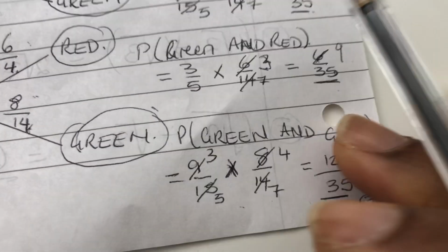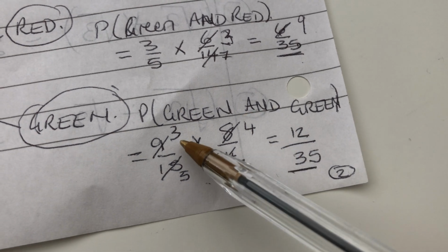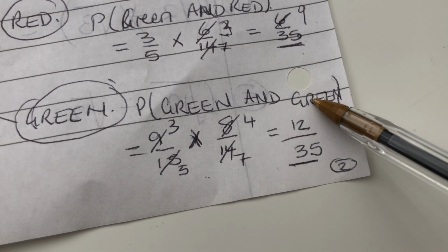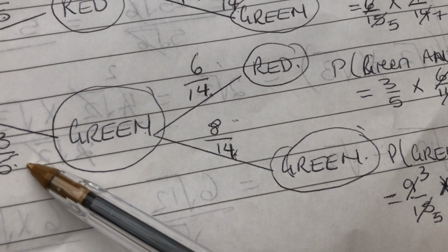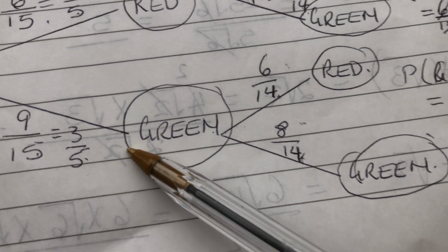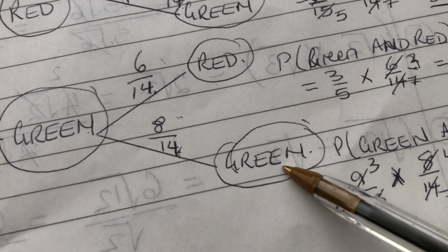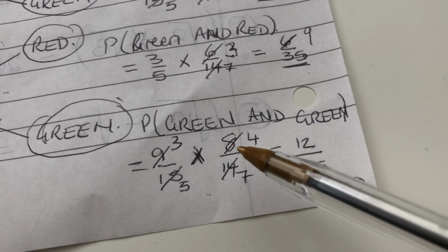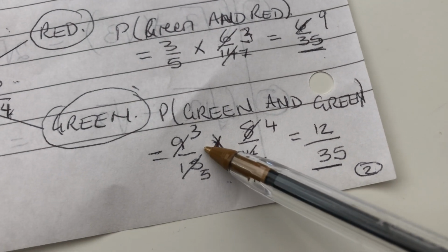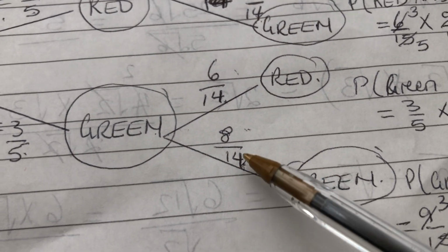Okay, now the probability of green and a green. Here again, green is 3 out of 5, and then another green is 8 out of 14. So here again, 9 over 15, which is the original one before I reduced it, then 8 out of 14.